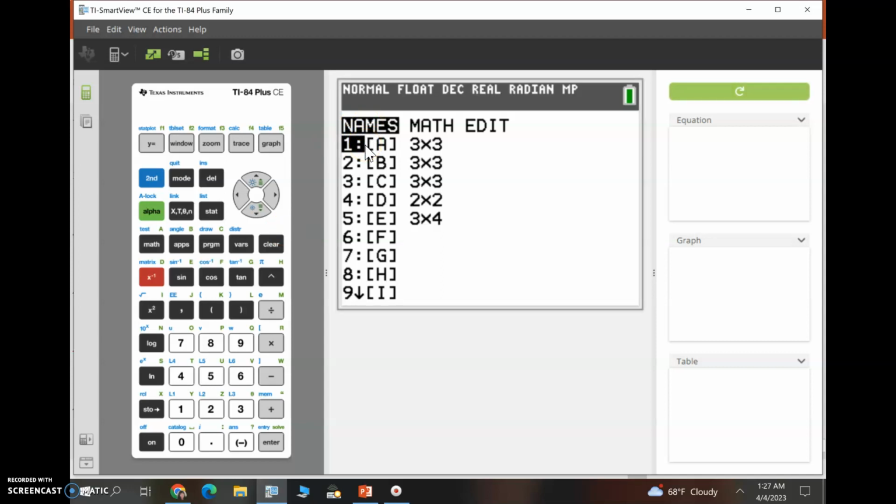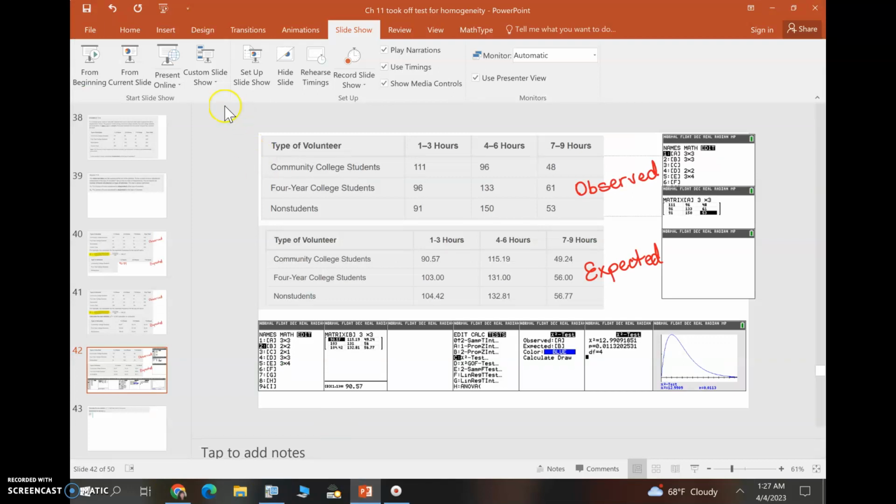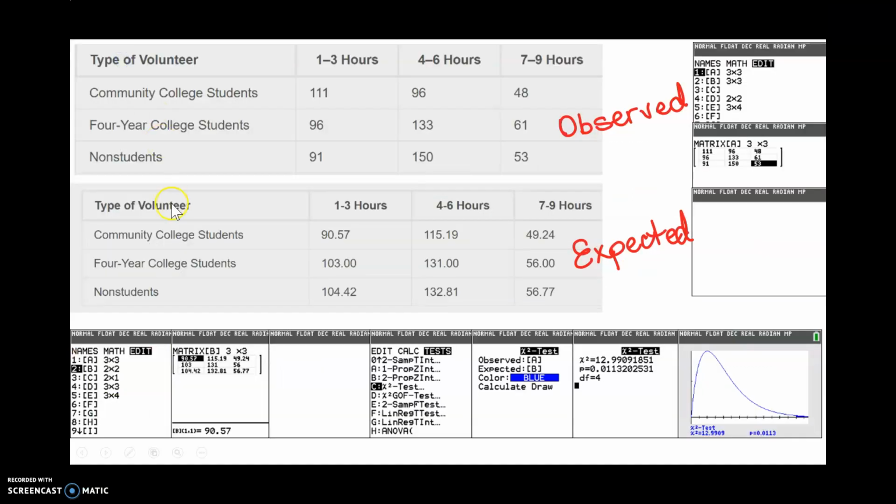When I want to tell it matrix B, I'm going to go second matrix, and I'm going to stay right here on names, and I'm going to go down here to B and hit enter. All right. So that's how I tell it to put in the A that you see right here and the B that you see right here. Okay, then you can either ask it to calculate it or draw it. Either one. I did both. So here's the drawing. And then here's our calculation.